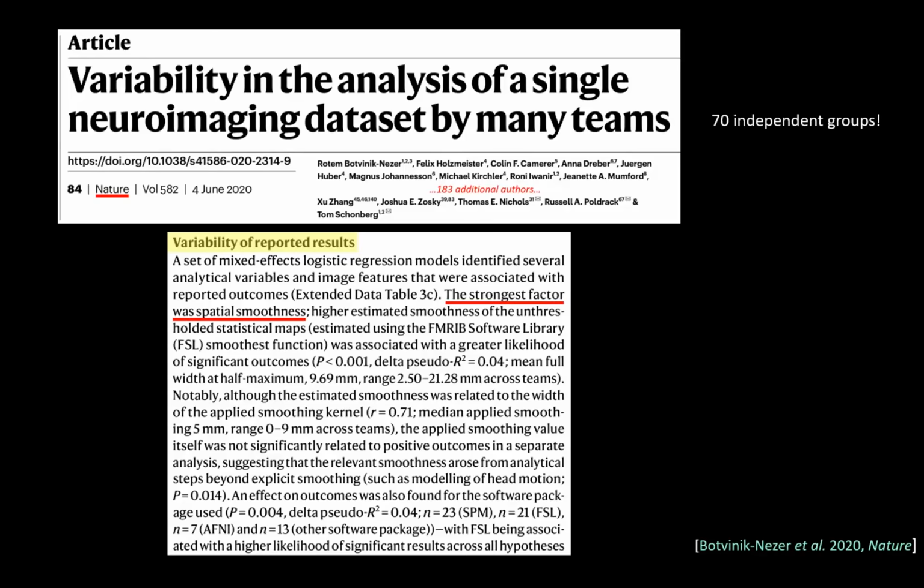They said that the strongest factor that contributed to this variability of the results across groups was spatial smoothness. And the relevant smoothness wasn't the smoothness that they applied by filtering the data, but came from analytical steps beyond explicit smoothing. So implicit smoothing, inadvertent smoothing, accidental smoothing that takes place during preprocessing. Now this was with conventional data. It's even more important for our high resolution data if we are not mindful of these inadvertent smoothings in preprocessing. So that's what I want to focus on today.